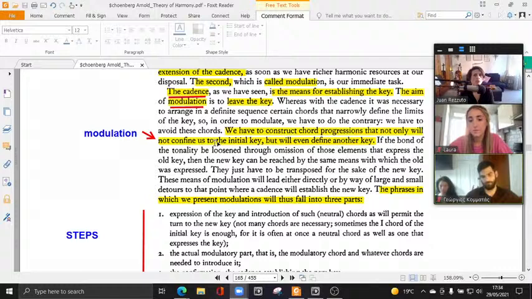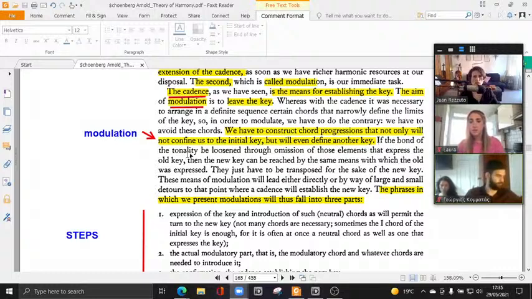He said, well, the aim of modulation is to leave the key, whereas with the cadence, it was necessary to arrange chords in a definite sequence. A definite sequence is usually tonic, predominant, dominant, tonic in a full authentic cadence, a complete one. Certain chords narrowly define the limits of the key. So in order to modulate, we have to do the contrary. We have to avoid these chords. We have to construct chord progressions that not only will not confine us to the initial key, but will even define another key.